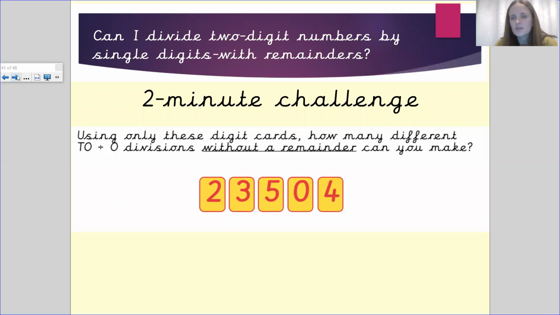So before we start, I'm going to give you a 2-minute challenge. Set a timer somewhere for 2 minutes, and when I say go, you can start, but you need to use these digit cards. So we've got 2, 3, 5, 0, and 4. How many different ways can you create a division question using these that doesn't leave a remainder?